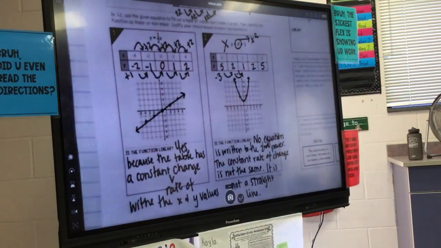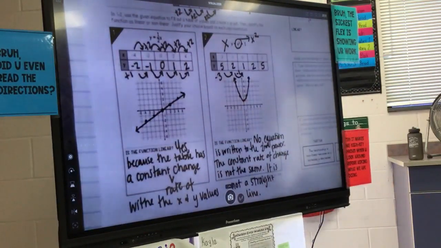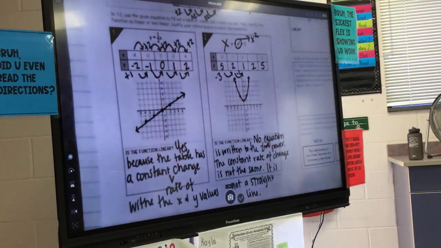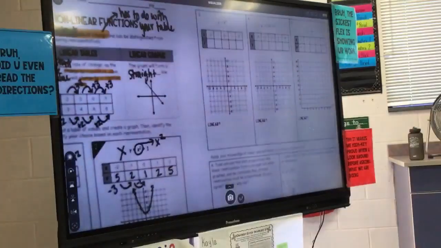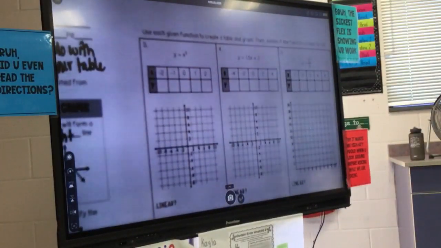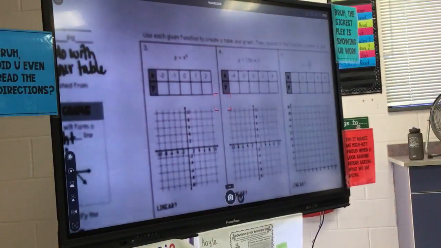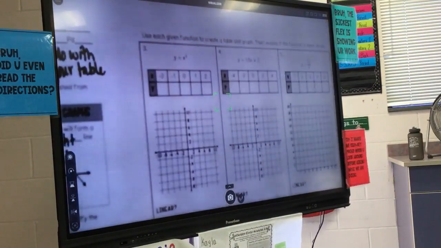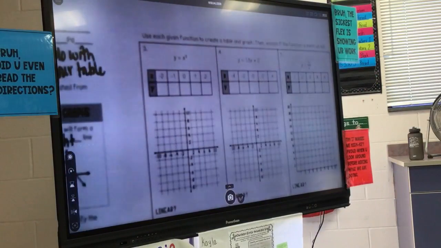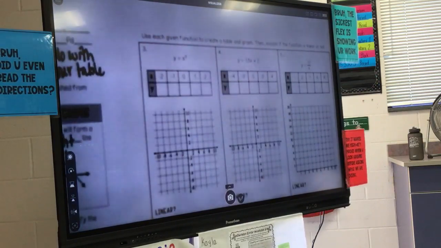All right, again, any one of those. When you're done, stand up. All right, slide over to number 3. It says use each of the given functions to create a table or graph. Then explain if the function is linear or not.